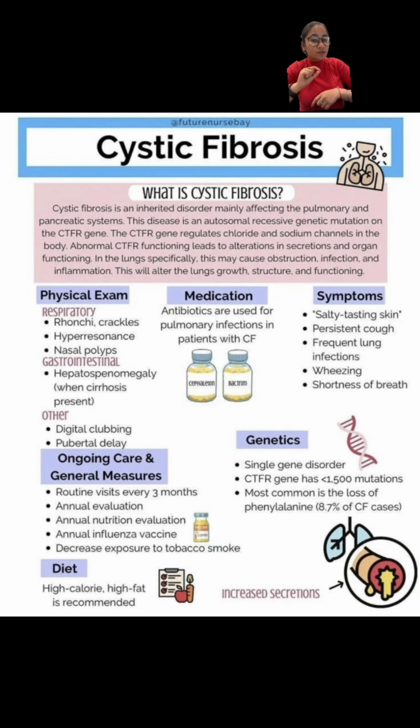So what is the CFTR gene? The CFTR gene is responsible for the sodium and chloride channels affecting your body and organs, which can lead to further infections, obstructions, and inflammation. This will alter the lungs' growth, structure, and functioning, and the patient can have respiratory issues. So this is the definition of cystic fibrosis we are dealing with.